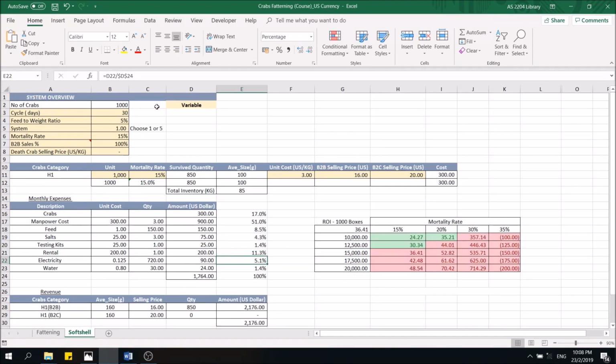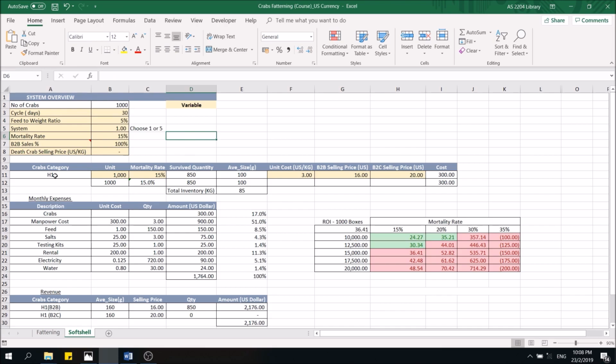Hi everyone. From the last lecture, we have shown you the interactive spreadsheet for the crab fattening scenario. Now we're going to show you another scenario, which is soft shell crab farming. I believe you are familiar with this spreadsheet. Now I'm using exactly the same spreadsheet, which has a few parameters to key in.